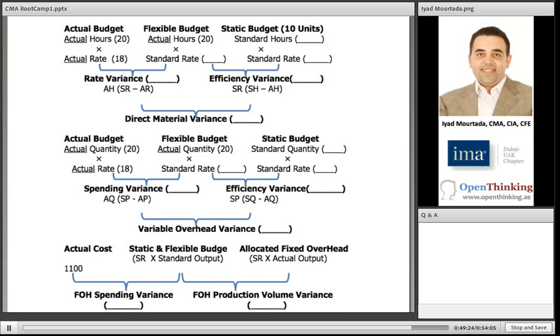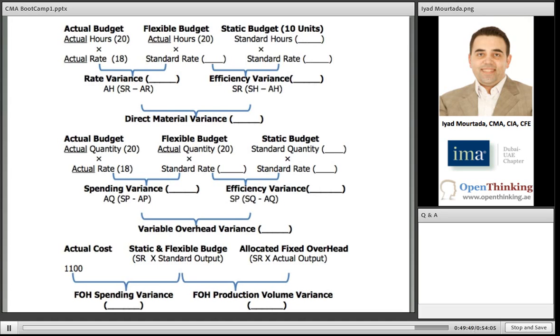For fixed overhead, you can say this is how much actual and this is how much we applied, and let's see something in between because it's fixed. So we say this is how much actual cost we incurred. And this is what we call the static flexible budget. This is how much we thought we should apply. So the difference between the actual budget and the static budget will give me the spending variance.